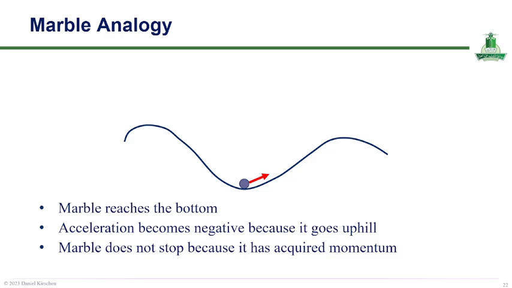So this slide continues the marble analogy by showing the motion after the marble reaches the lowest point. At the bottom, the marble has gained maximum speed due to pure acceleration. As it begins to move uphill, the direction of acceleration opposes its motion, effectively becoming negative and slowing the marble down.